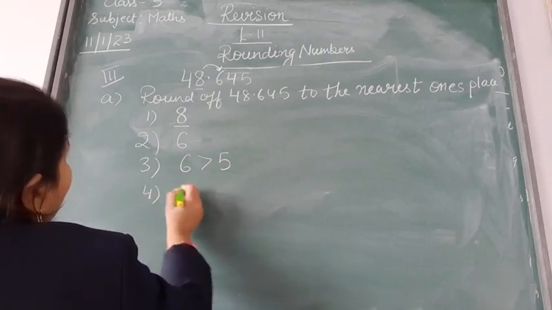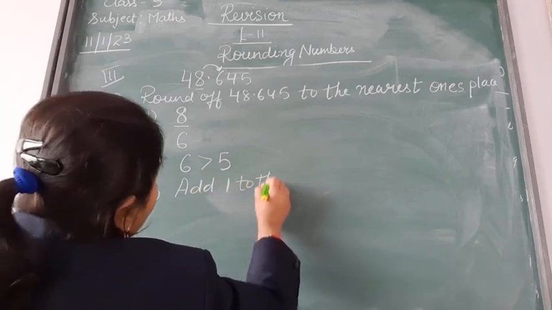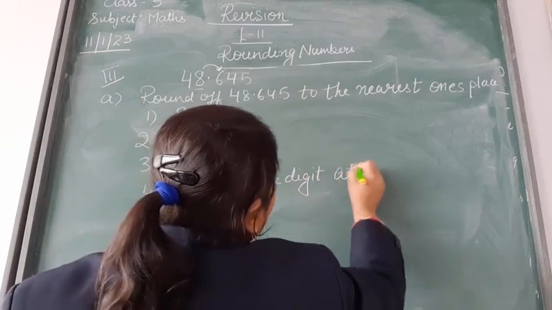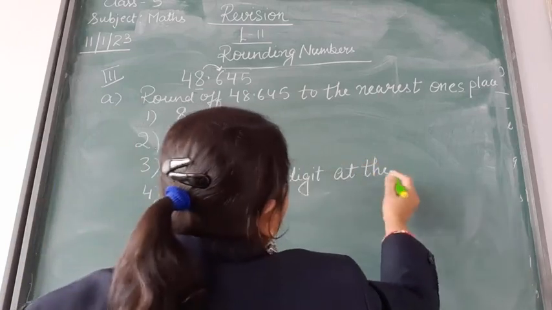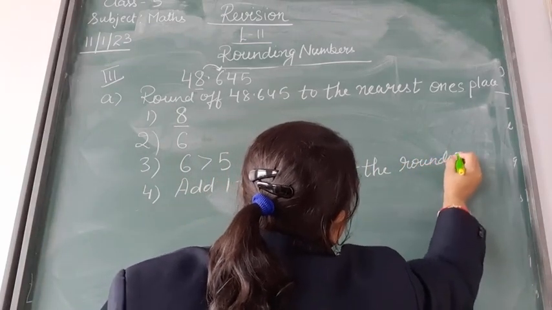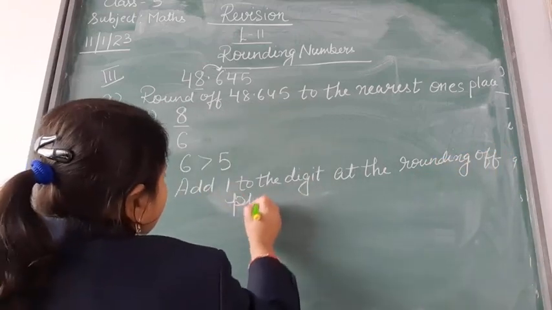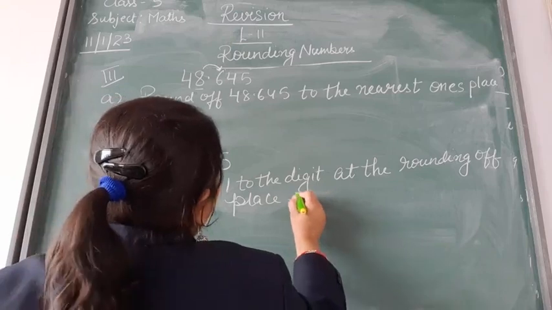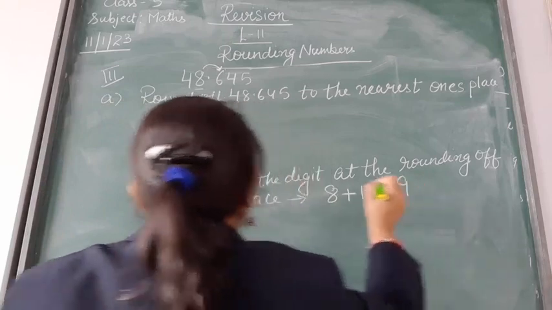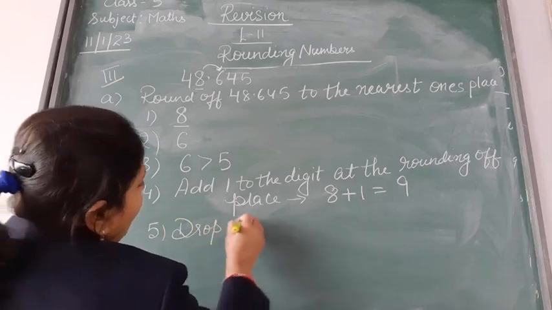So what will we do? We will add 1 to the digit at the rounding off place. And our rounding off place is ones place. And what is the digit at the rounding off place? The digit at the rounding off place is 8. We will add 1 to 8 and it will become 9. So, and in the last step, we will drop all the digits.